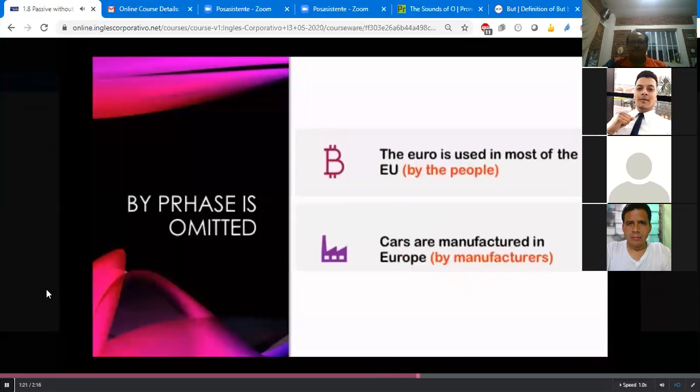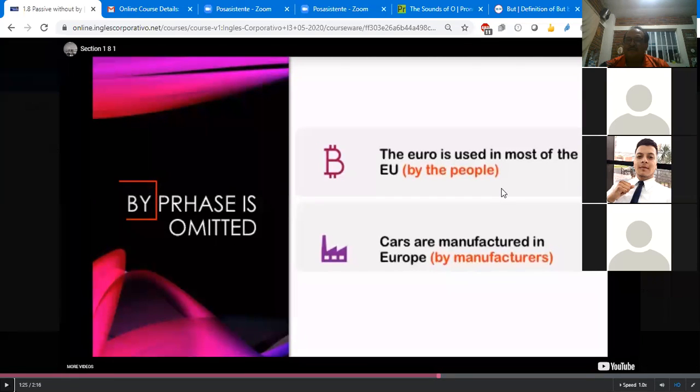Follow me here. I have these passive sentences to demonstrate how the by phrase works. Okay. Why is by in parentheses? Because it's optional, it is not necessary. Why is it not necessary, Sergio? Because the emphasis is on the object, on the euro. In the cars. Okay. Anybody else who wants another opinion?